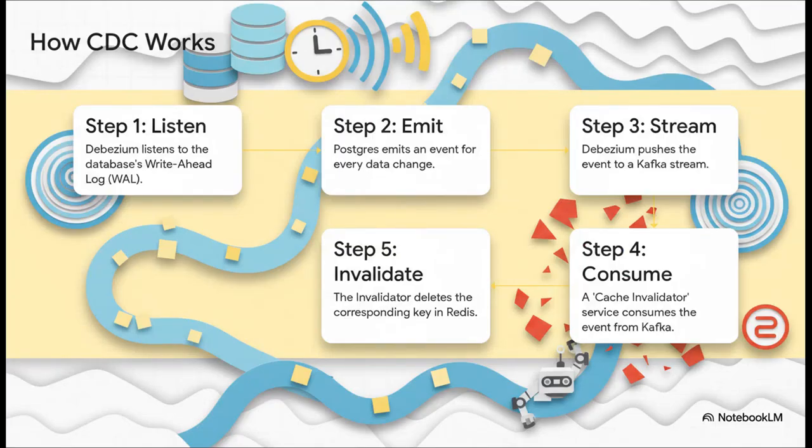Okay, so let's walk through what this looks like in practice. You've got a tool, say Debezium, and its one job is to watch that database log. As soon as a row changes, Postgres itself emits an event. Debezium grabs that event and immediately pushes it onto a super reliable message queue, like Kafka. Then from there, a tiny dedicated service we can call a cache invalidator just picks up the message and tells Redis, hey, delete this stale key. It's a rock-solid, completely decoupled pipeline.